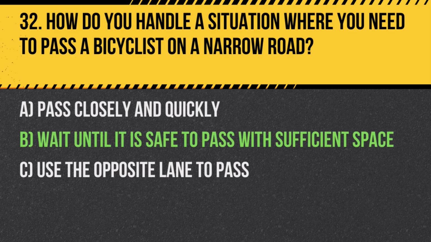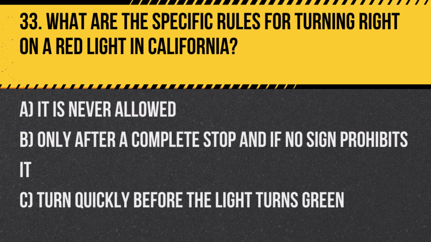Answer. B. Wait until it is safe to pass with sufficient space. It's important to ensure the safety of the bicyclist by passing only when there's enough room. Question 33. What are the specific rules for turning right on a red light in California?